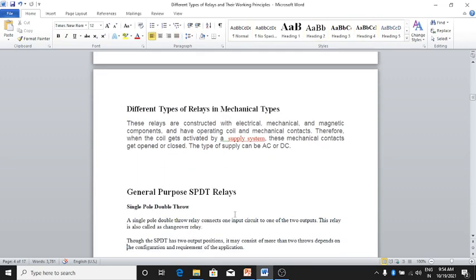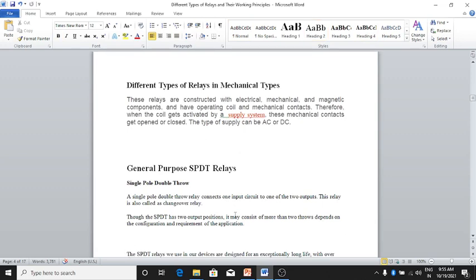The first type is SPDT. S stands for single, P for pole, D for double, T for throw. Single pole double throw relay, a general purpose relay. In this, a single pole double throw relay connects one input circuit to one of the two outputs. Clear? One input is there, two outputs are there. Therefore it is called single pole double throw.